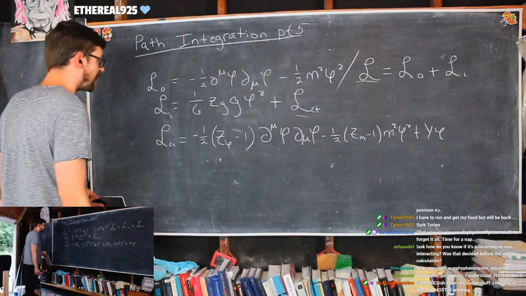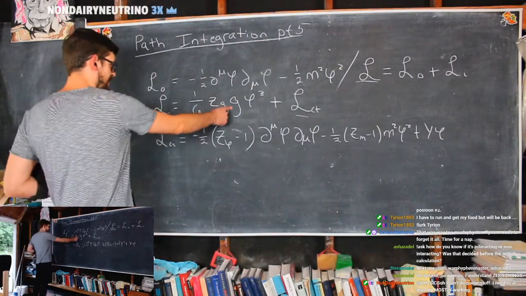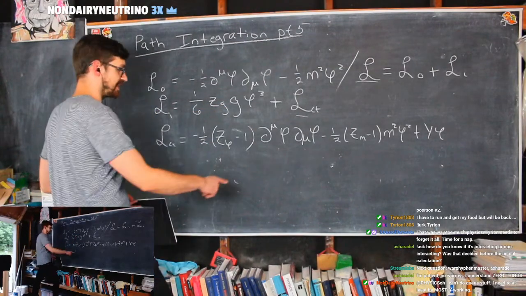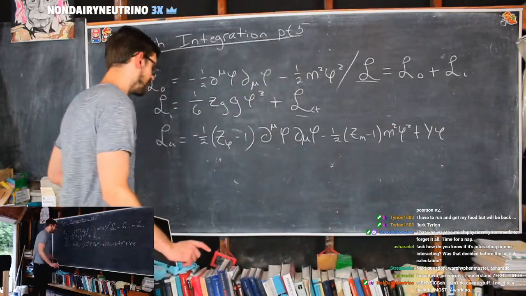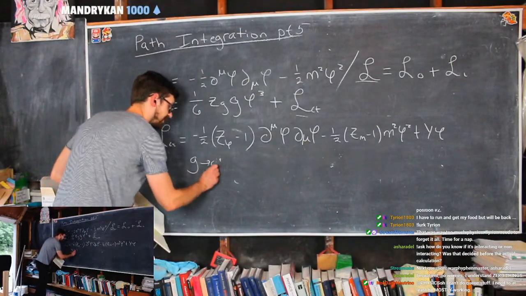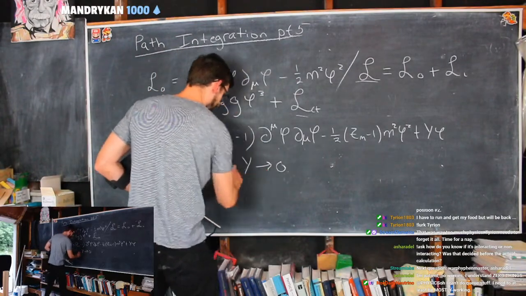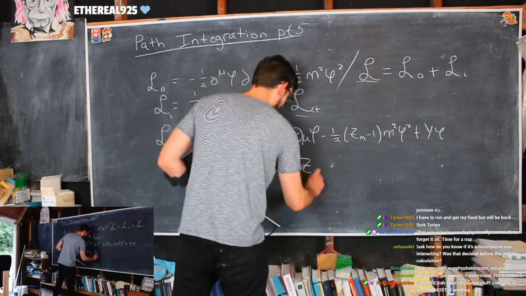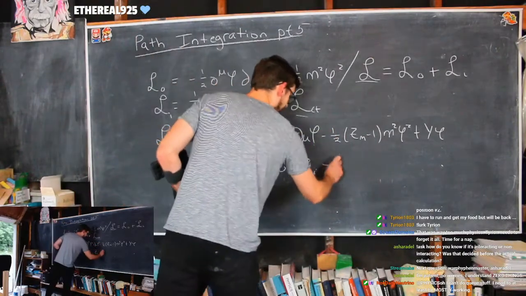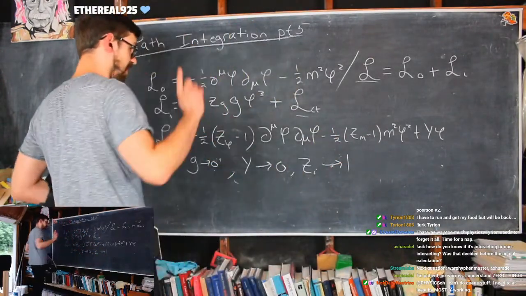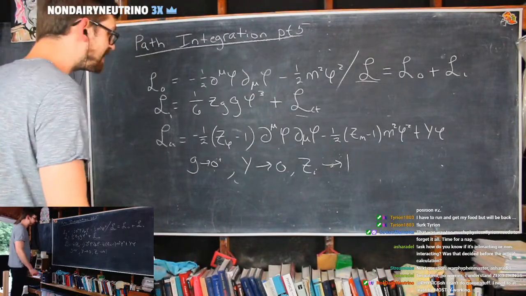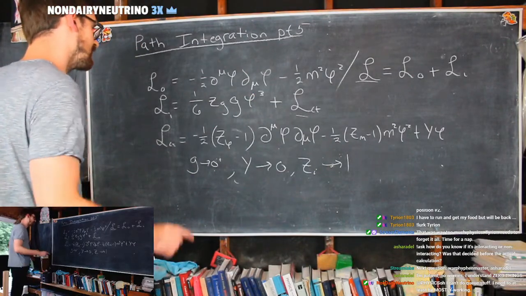So if we want it to be non-interacting, we want this to go to 0. Well, what does that mean? That means this stuff has to go to 0 too. So we can see that if g goes to 0, what has to happen to everything else? Well, then we need y to go to 0. And then we also need both of these z's to go to 1. That way, everything will go to 0 with it, and it will be fine and dandy. But that's not always going to be the case.